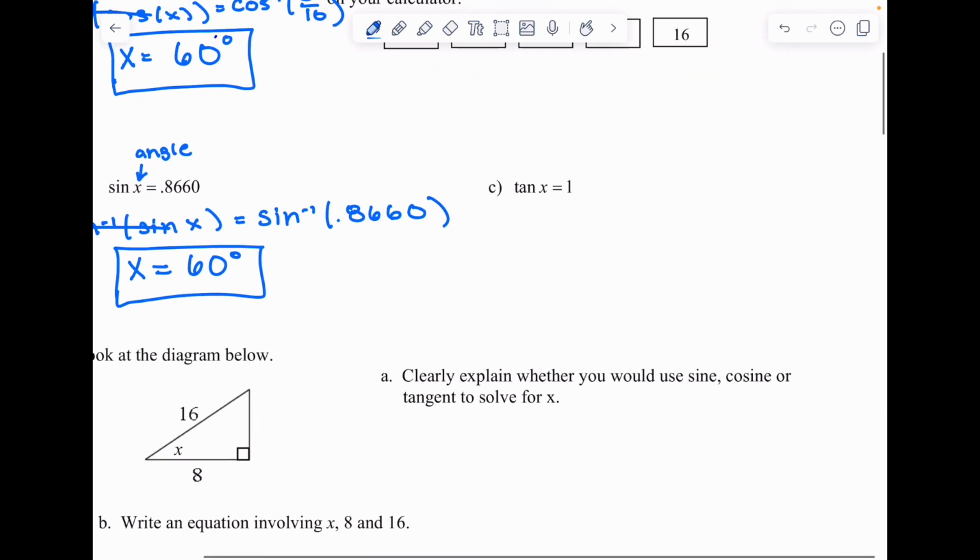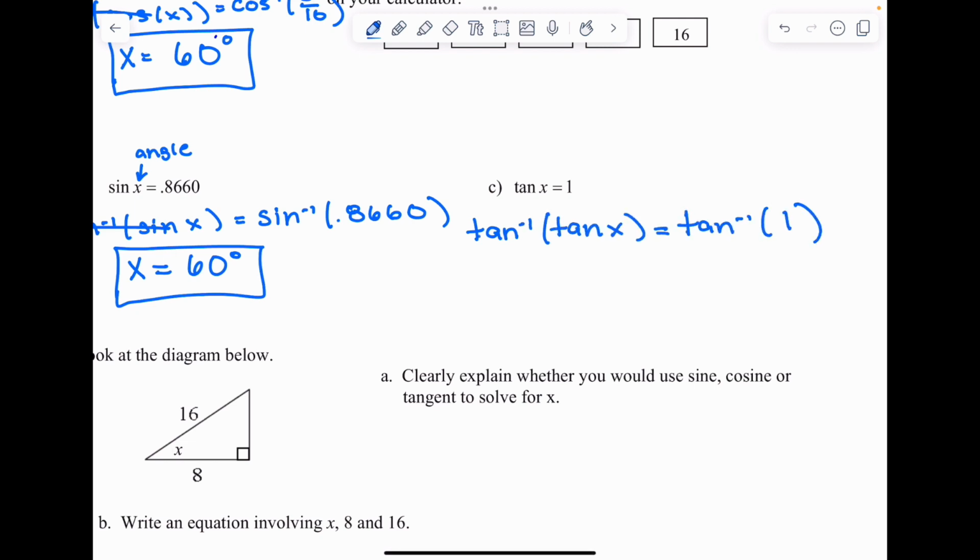Last one, in order to cancel out that tangent, I need to use inverse tangent. Inverse tangent cancels out tangent, leaving me with just x. And the inverse tangent of 1 is 45 degrees, which means the tangent of 45 degrees is equal to 1.